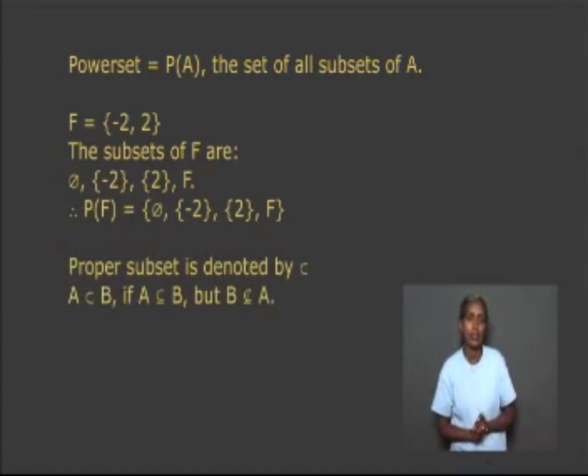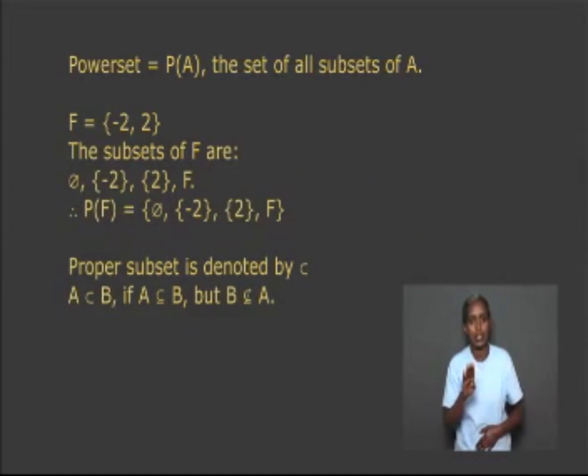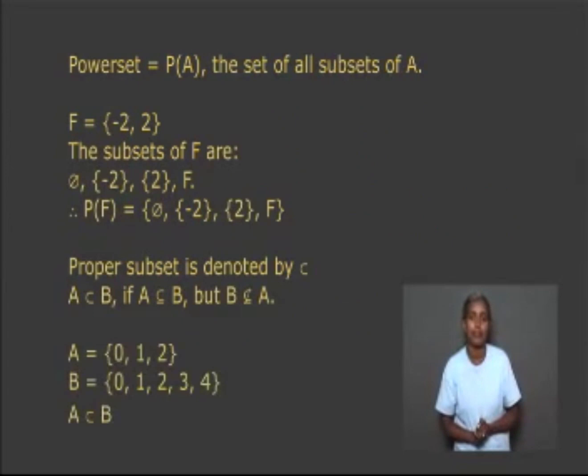Finally, A is said to be a proper subset of B if A is a subset of B and B is not a subset of A. For instance, if A is the set of elements 0, 1, and 2, and B is the set of elements 0, 1, 2, 3, and 4, then A is a proper subset of B.